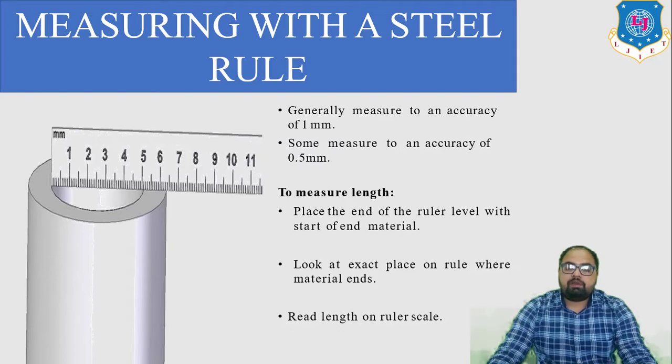Now how can we measure the length? On the left side you can see a hollow cylindrical shape, and we need to measure its internal diameter with the engineer steel rule. We place the rule like this, with the end of the steel rule level with the start of the material. Look at the exact place on the rule where the material's inner diameter ends, and take the reading on the ruler scale. This way we can measure with the help of the engineer steel rule.